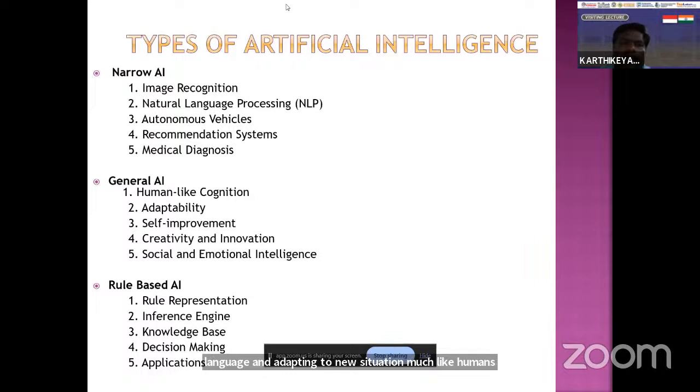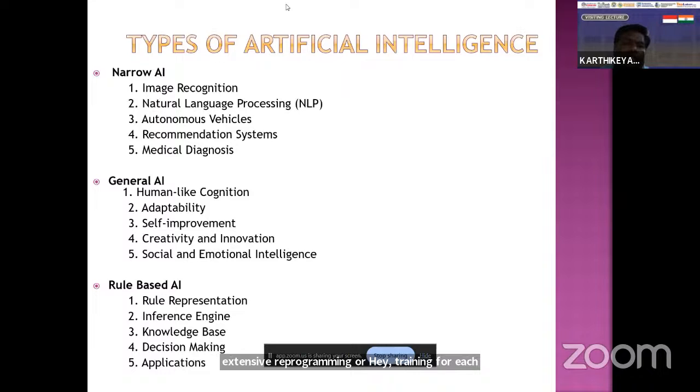And general AI following the adaptability. This adaptability means it can apply knowledge and skills to a variety of tasks and domains without requiring extensive reprogramming or retraining for each specific task.